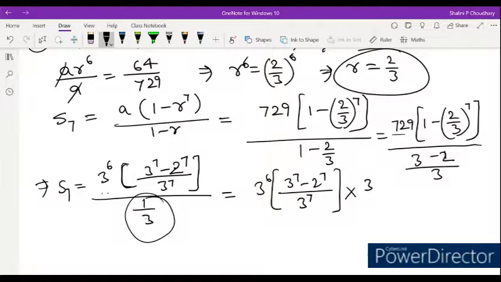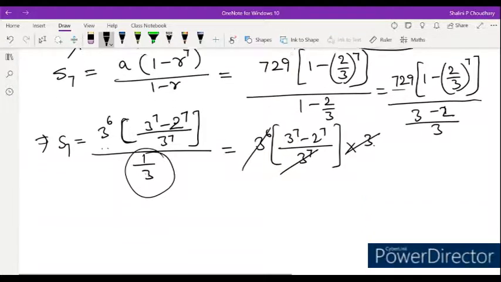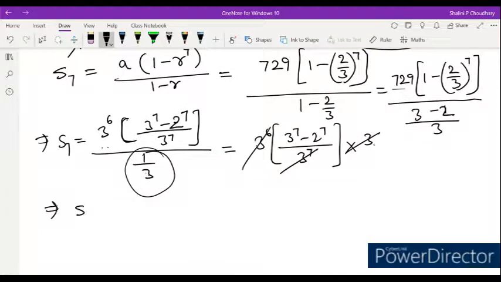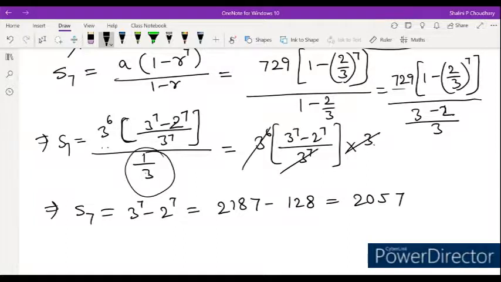So what value will we be getting? 3 to the power 6 into 3 will be 3 to the power 7, so we can cancel 3 to the power 7. So the value for S7 will be 3 to the power 7 minus 2 to the power 7. 3 to the power 7 is 2187 and 2 to the power 7 is 128. So the value we are getting is 2059. Okay, so this will be the value for question number 15.